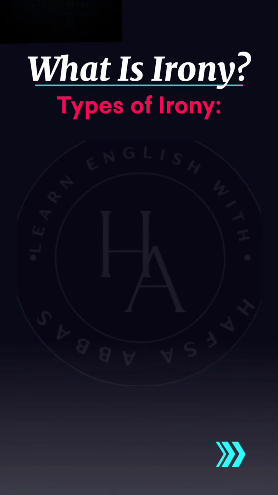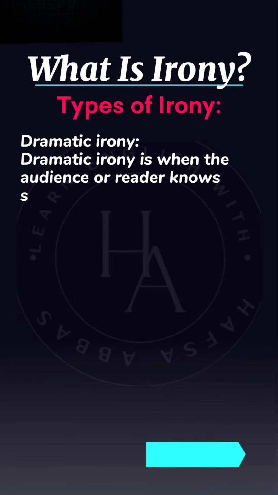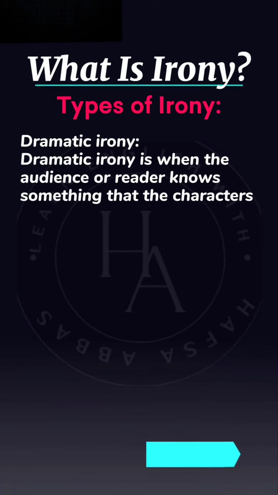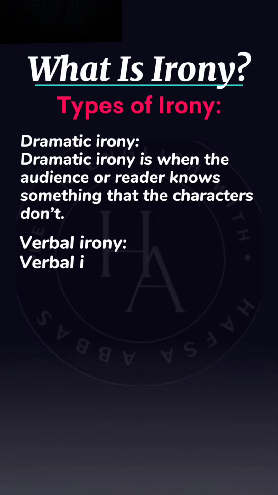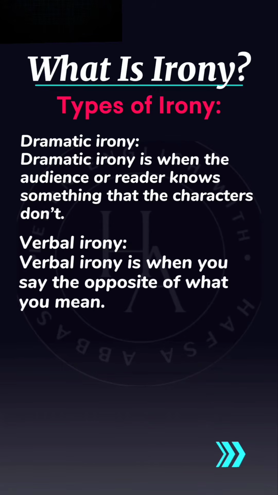Types of irony. There are 3 types of irony. Number 1 is dramatic irony. Dramatic irony is when the audience or reader knows something that the characters don't. Number 2 is verbal irony. Verbal irony is when you say the opposite of what you mean.